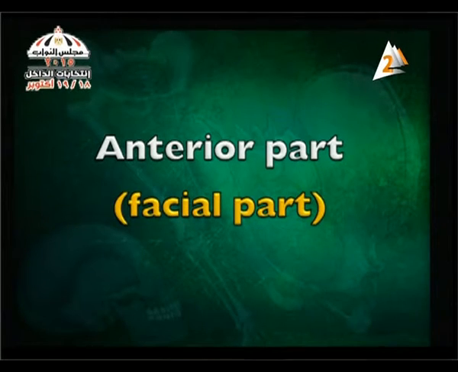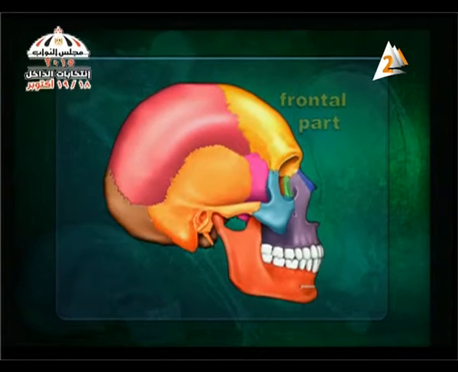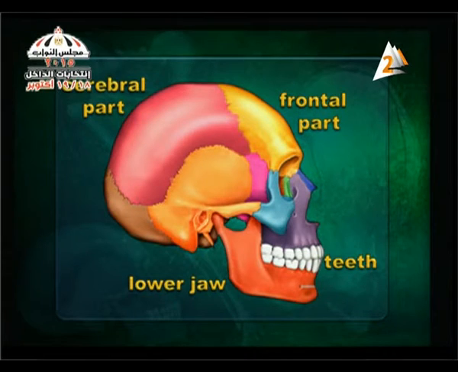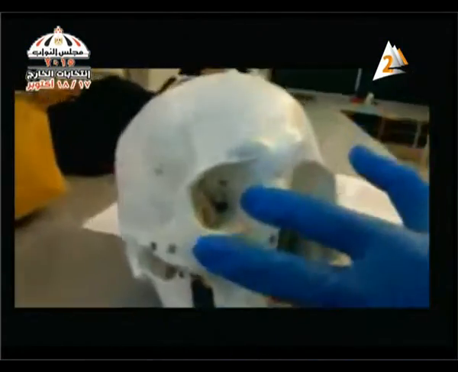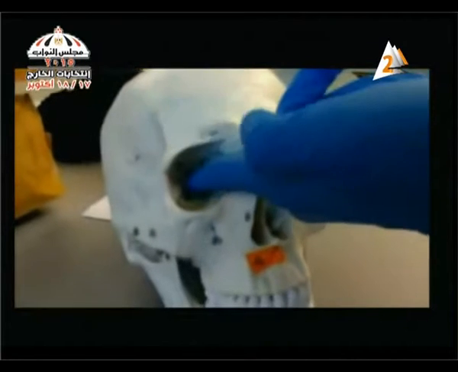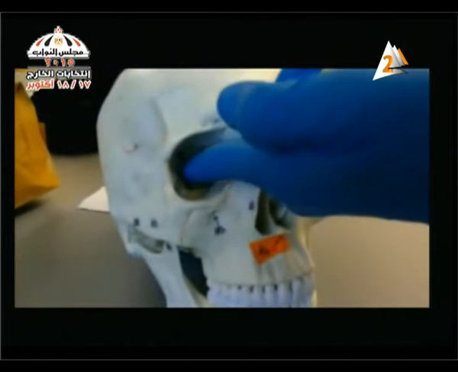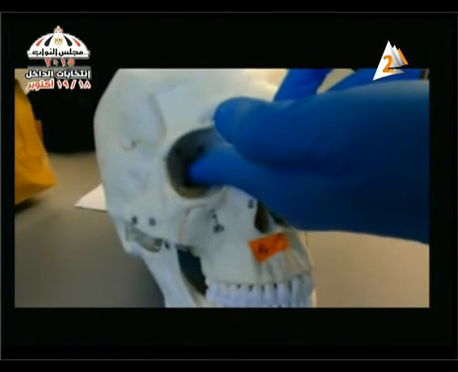The second part is the anterior part or facial part. It has two jaws and the positions of the sense organs. So the skull has two parts: the posterior part, which is called the cerebral part, and the anterior part, which is called the facial part.